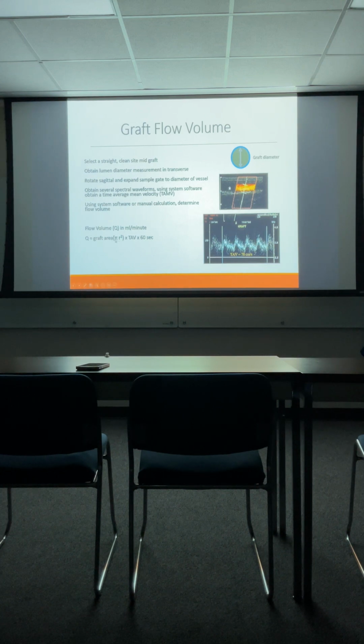Area is equal to pi times the radius squared. Alright, so that's how you calculate graft flow volume.